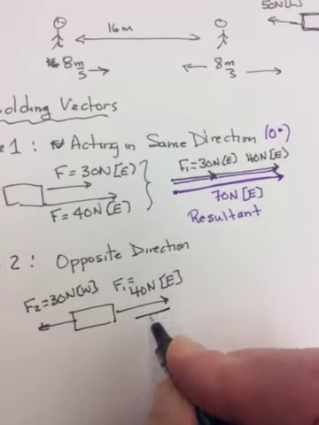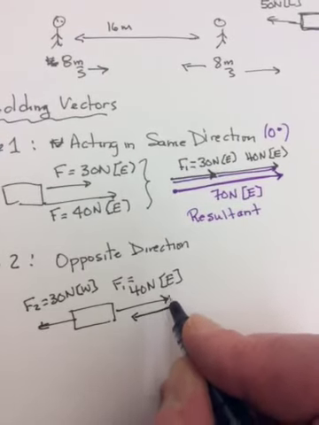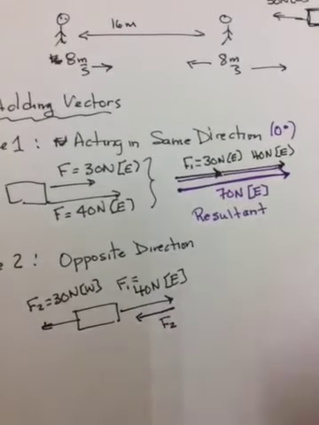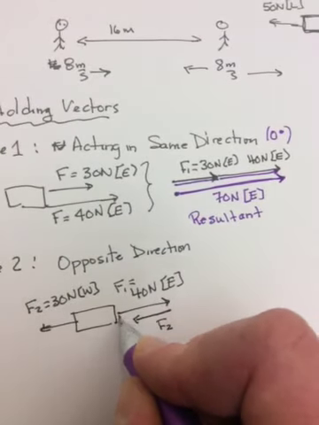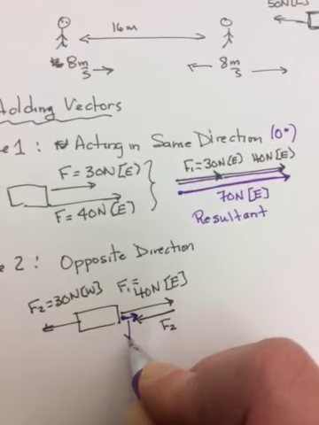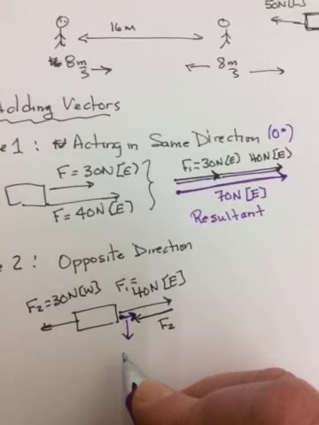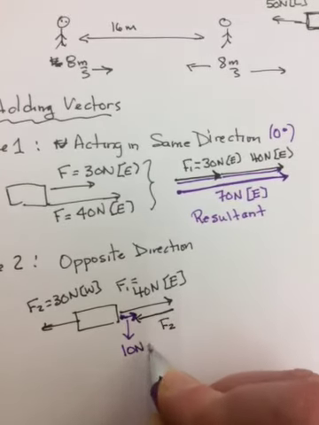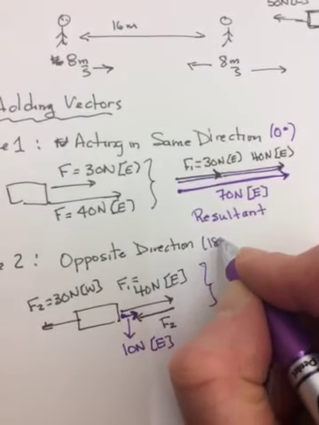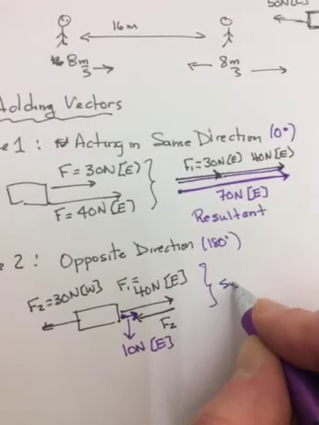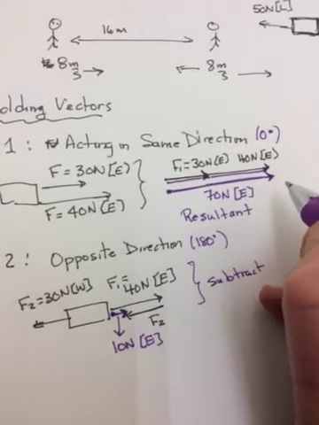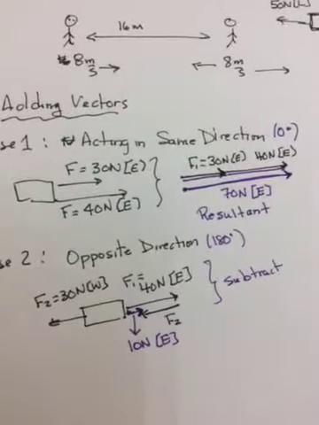So the rule when they're in opposite directions, you still have to line them head to tail. So I'll move my F2 down here. And then the resultant starts where the first one started, which is here, and goes to where the last one ended, which is here. When you subtract them, keep the direction of the larger, it'll be 10 newtons east. Okay, so this would be 180 degrees. So this one is subtract and keep the direction of the larger. This one is add and keep the direction. Okay, so that's case 2.